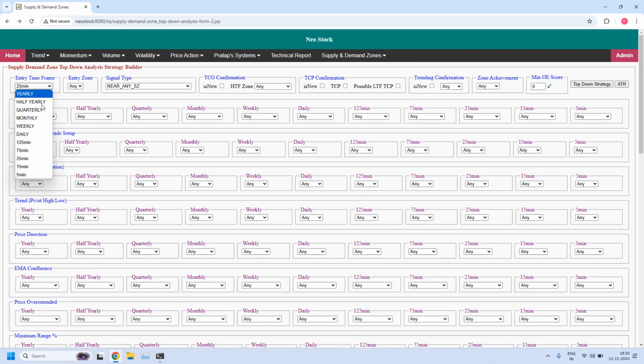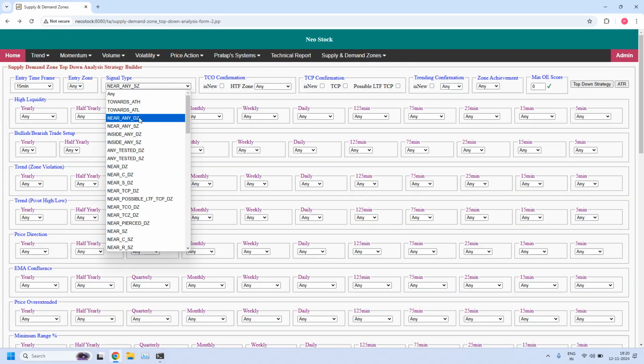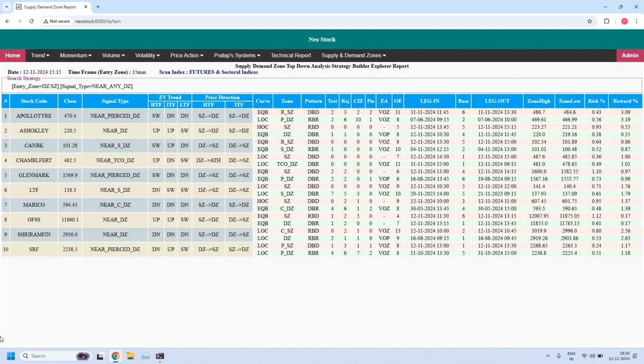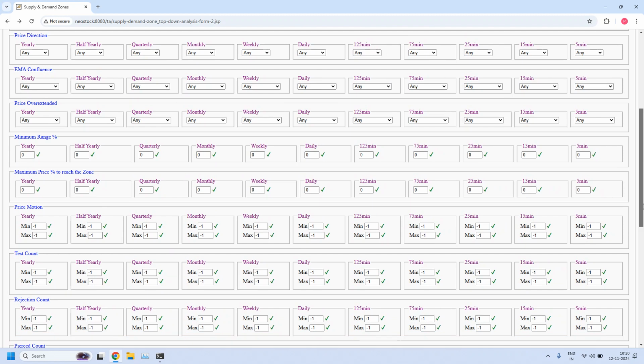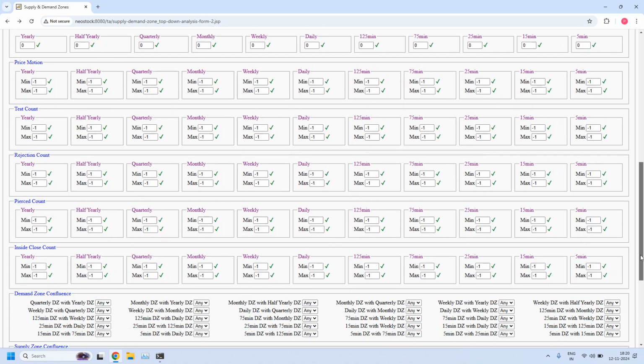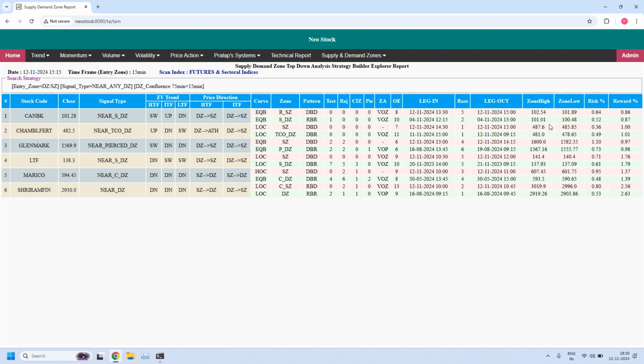Next time frame is 15 minutes. Let's find the stocks near the 15 minute demand zone. 10 stocks are filtered. Let's check any of these demand zones having an ITF demand zone confluence, that is 15 minute demand zone with 75 minute demand zone confluence. Enable the filter. So with this filter from the 10 stocks we got 6. In all these 6 stocks we have confluence, but some of these zones are already pierced. You can ignore them.